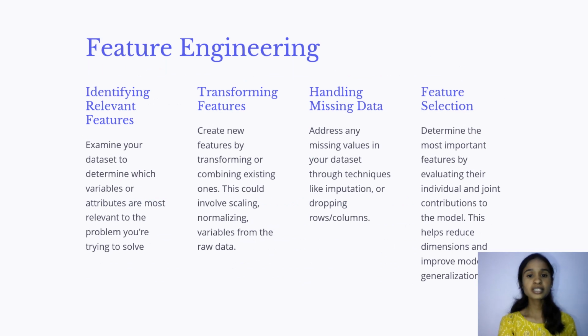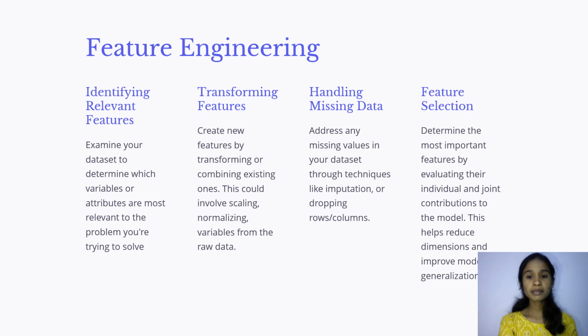Next, feature engineering. Identifying relevant features, transforming features, handling missing data, feature selection. Identifying relevant features: examine your dataset to determine which variables or attributes are more relevant to the problem you are trying to solve. Next, transforming features. Create new features by transforming or combining existing ones. These could involve scaling, normalizing variables from the raw data.